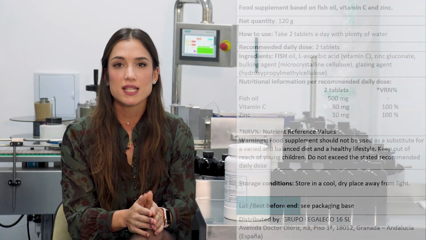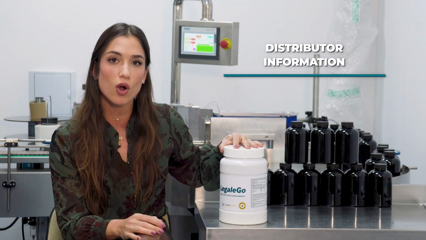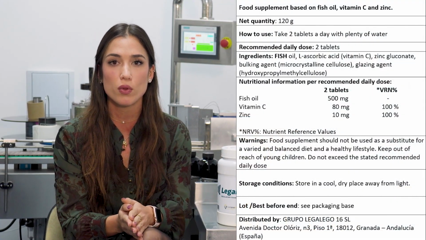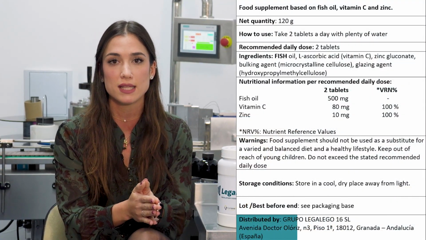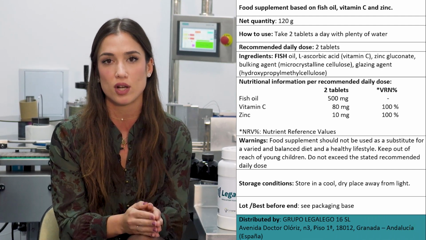The last point is the distributor. We have to indicate in the label the distributor, who is the company that notified the product and the responsible to place it on the market. We have to indicate the name of the company and the complete address. That is all for now.